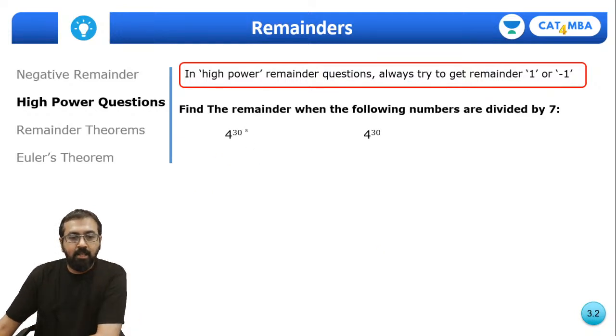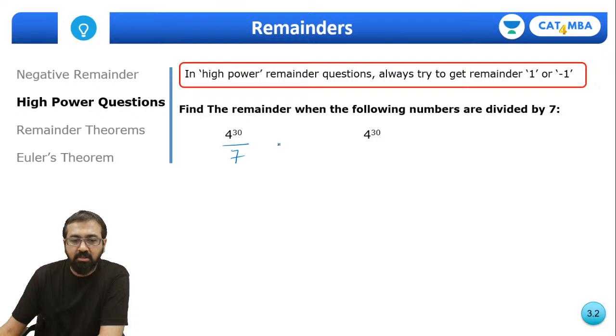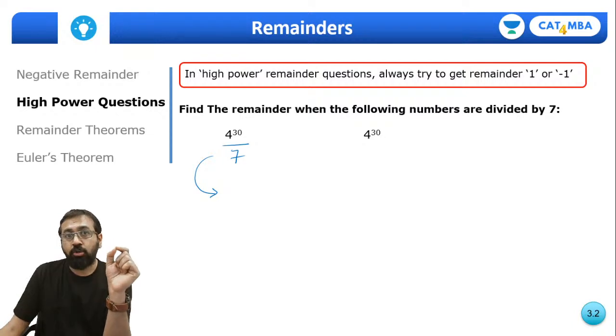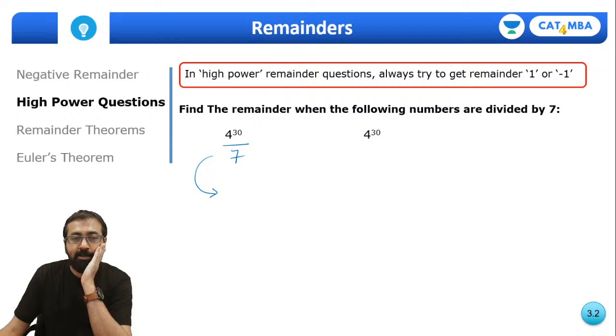Now here you need to divide 4 raised to 30 by 7. Guys, 4 divided by 7, remainder is 4, or you can say minus 3, but minus 3 is of no use. So here we'll have to do some twisting. Which power of 4 will produce remainder 1 when we divide it by 7? Can you think of that power?